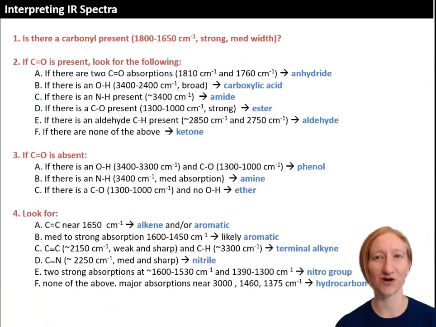If there is no carbonyl stretch, then in step 3, you might look next for an OH or NH stretch to see if you have an alcohol or an amine. Often organic molecules have more than one functional group, so you'll next want to look for additional functional groups like alkenes, alkynes, or aromatic rings, as shown in step 4 here.